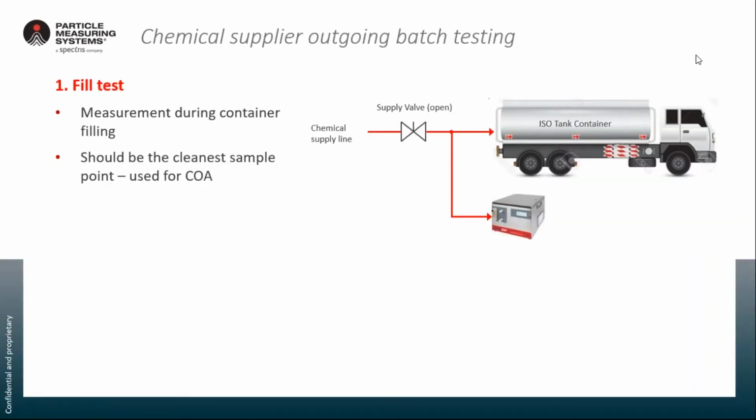So to start with, this is the testing of outgoing chemical batches at a chemical supplier. In the example here, the Chem 20 is being used to measure the particle levels in the chemical as it is being loaded into the shipping container, which in this case is an ISO tank container on the back of a tanker. So the measurement is being made while the tanker is being filled, so we will refer to this as the fill test. And this should be one of the cleanest possible sample locations because it's after all the various stages of filtration and immediately before the chemical goes into the shipping container.